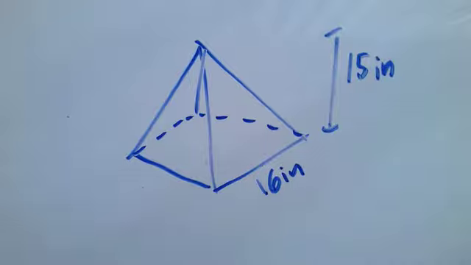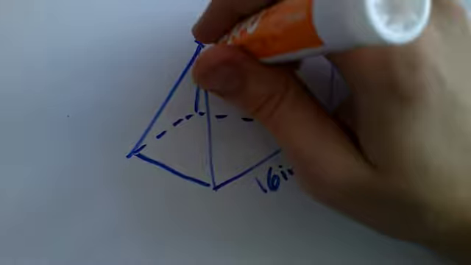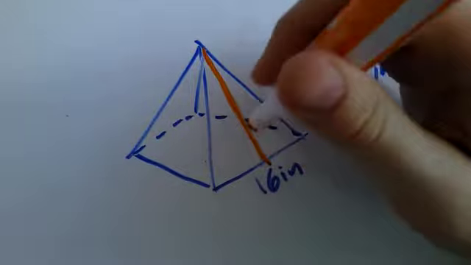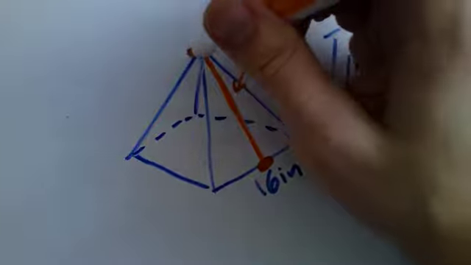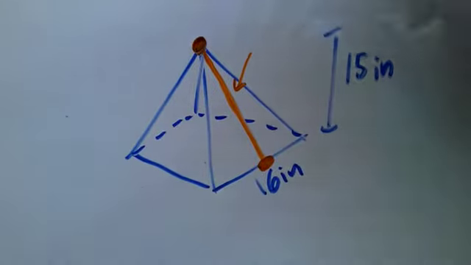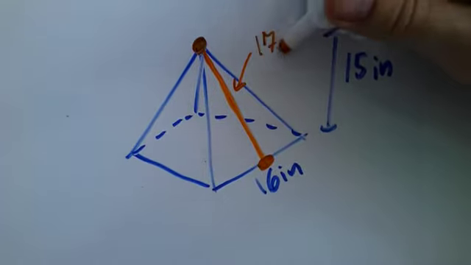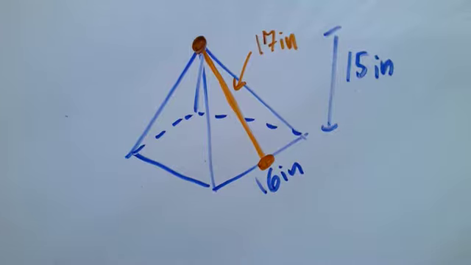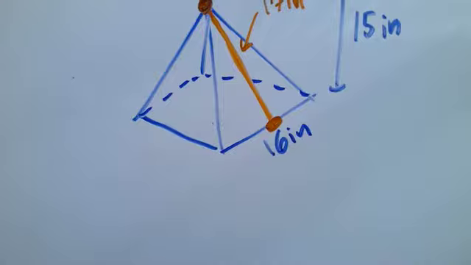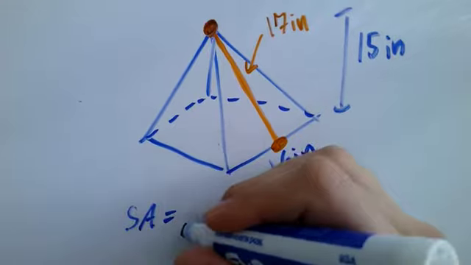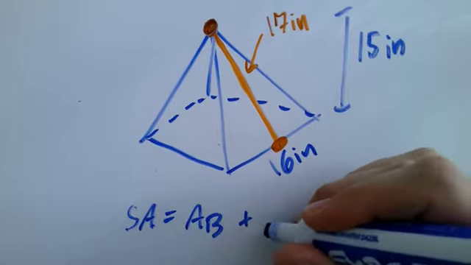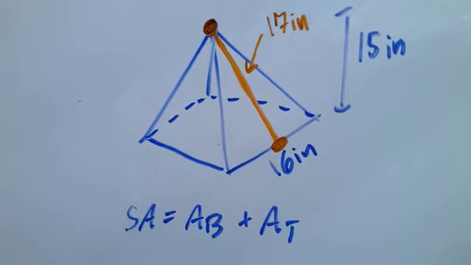The slant height, which is actually what we're looking for when we find surface area, is this length right here. A slanted height, distance from the center of the edge to the vertex. The slant height of each lateral face is equal to 17 inches. So in order to find the surface area of this shape, what we have to do is first write out the formula for surface area. That is the area of the base plus the area of the triangles.